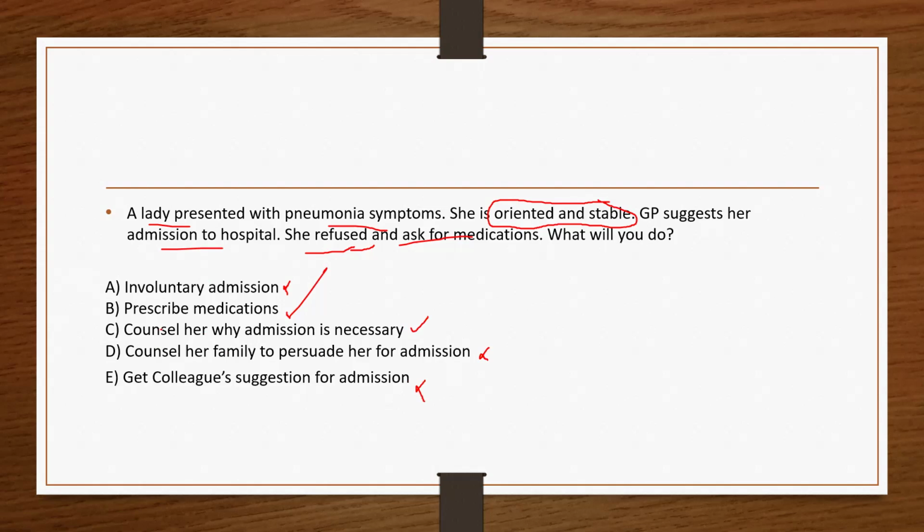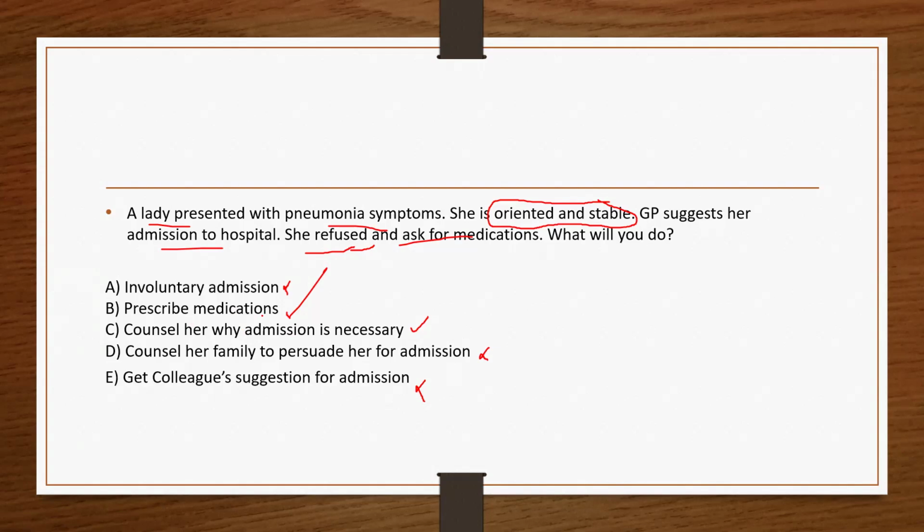Okay, now out of answer B and C. Now she tells she wants medications. So are you going to give her medication or counsel her why admission is necessary? Now this is a very tricky area. Here you can think of this scenario. Okay, now she doesn't want to get admitted, so I'll just give her the medicines and send her away. That's one thing. Or you are going to take one step further and tell her, no, this can get worsened. You might go into sepsis, you might go into these problems. So I would think that it's better if you get admitted.